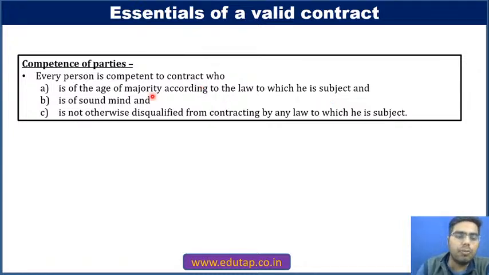Second, he should be of sound mind. Sound mind means he should not be mad or a lunatic. And third, he should not be disqualified from contracting by any law to which he is subject. The government of India should not have specifically said that he is disqualified. Otherwise these people are competent. So every major person who is of sound mind and is not expressly disqualified by the government can make contracts. Clear?